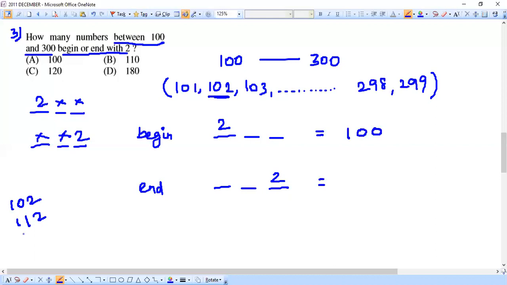Then what would be the next number? 122. Then what would be the next number? 132, then 142, and so on. The list will go like this. Okay, I think you're able to understand this. 102, 112, 122, 132, 142. Likewise, it will be going. Okay, I think you're able to understand the logic, and it will go till where?